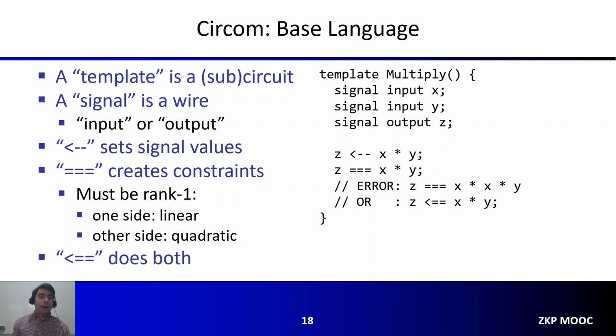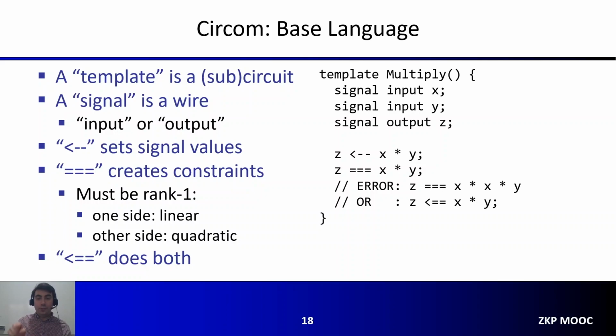If you're interested in the above example, we both set z to be equal to x times y, and we also constrained z to be equal to x times y. And Circom actually has a special operator that allows you to do both of those. The operator for this is a left arrow where there are two lines instead of one. So instead of doing left angle dash dash, you do left angle equals equals.